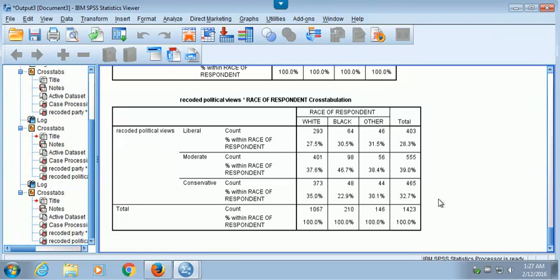Conservatives, again, Black respondents are less likely than whites or people who identify as another race to also identify themselves as conservative. So again, these tables are actually not that difficult to go through. You just go and hammer it out. You're basically describing your results and seeing if there is any pattern.